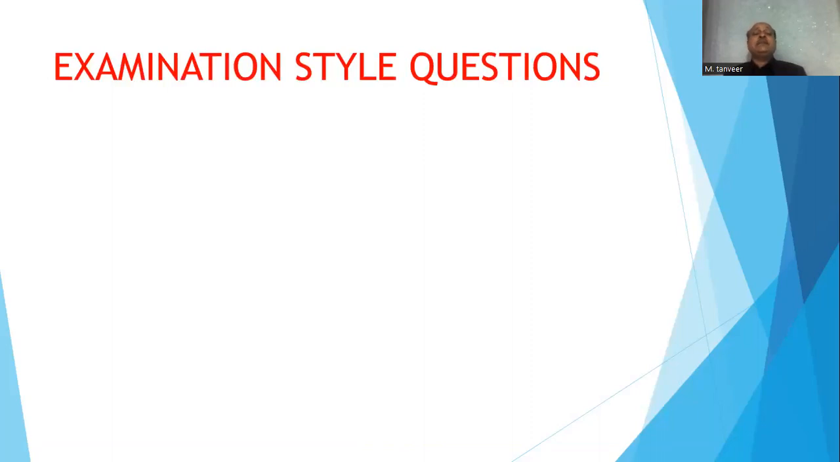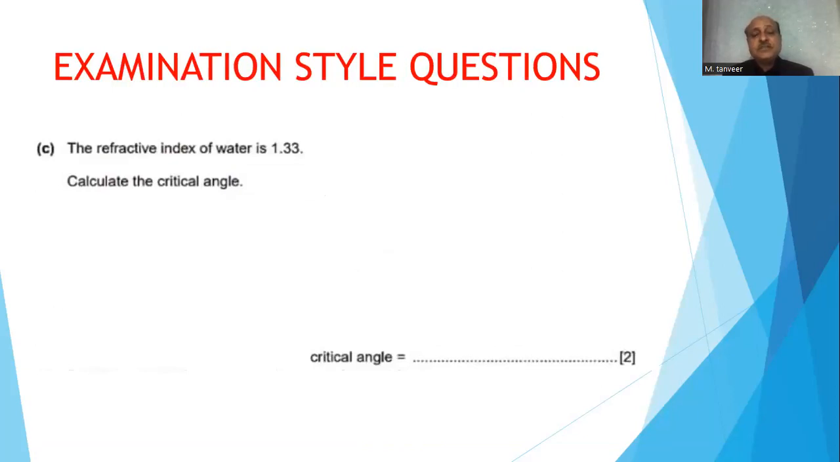Now we will check an examination-style question about this topic. The first question is: the refractive index of water is 1.3. Calculate the critical angle. The refractive index is given. You have to find the critical angle. What is the relationship between refractive index and critical angle? First, we will write that relationship. The relationship between critical angle and refractive index is n equal to 1 over sine c. This is the relationship.